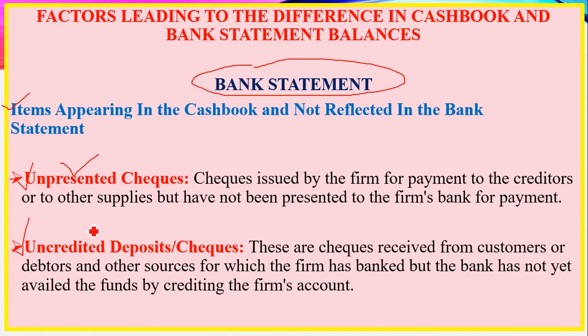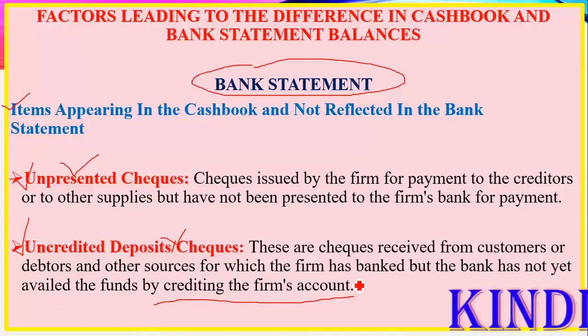You have received a check from your customer or from a debtor, that is, accounts receivable. You have debited, because when you receive funds, you're supposed to debit the cash book. You have debited the cash book, and then you need to take this check to the bank so that the bank can credit your account, that they can deduct money from your customer's account and put it in your firm's account or in your business account. So if the bank delays in putting funds into your account, that is in crediting your account, then in the cash book, this check will be taken into consideration, but in the bank statement, it will not be taken into consideration.